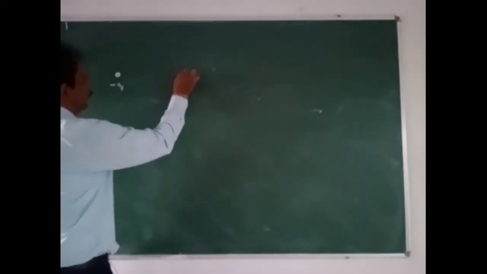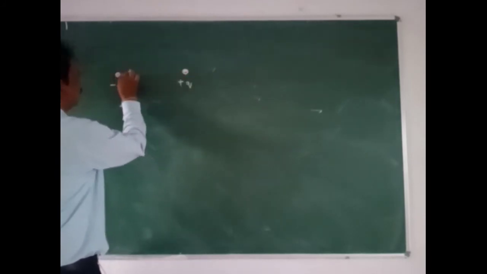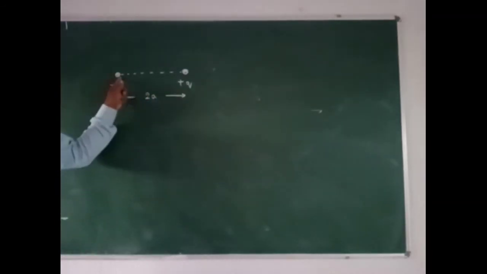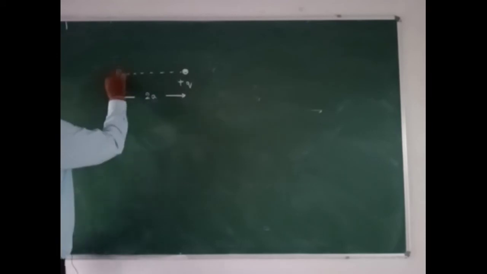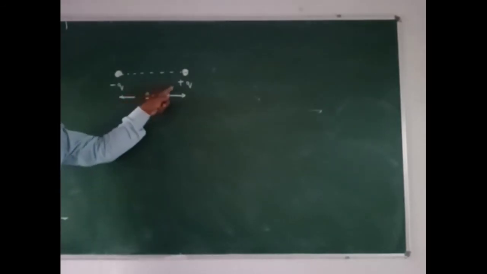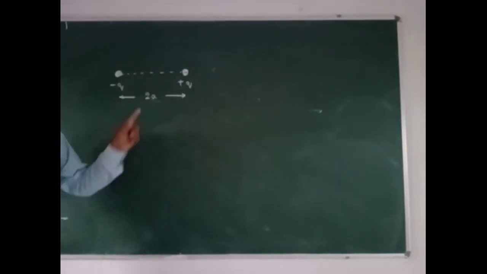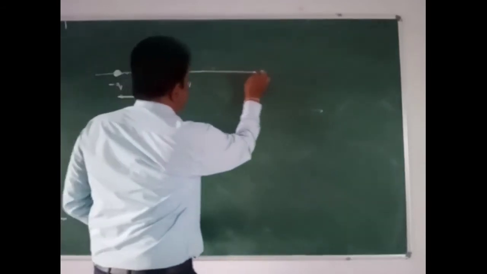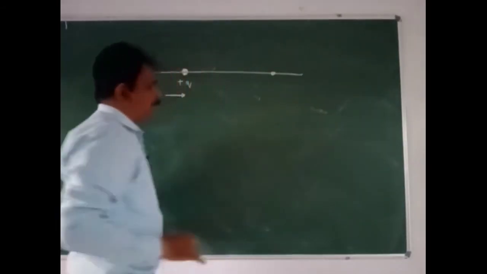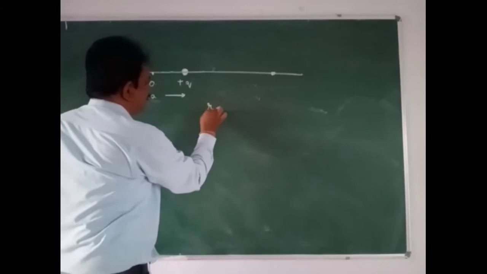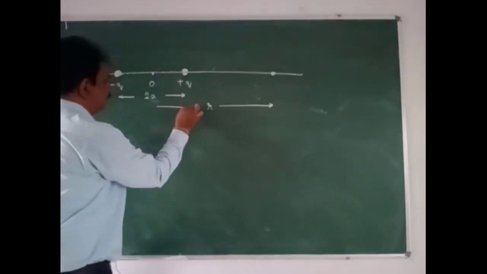Here a charge minus Q is there. Here a charge plus Q is there. These two are separated by a distance 2a. The line which is joining the two charges will be called the axis of the dipole. This line will be called axial line. So I am considering a particular point on the axial line, from the center of the dipole, at a distance r from it.